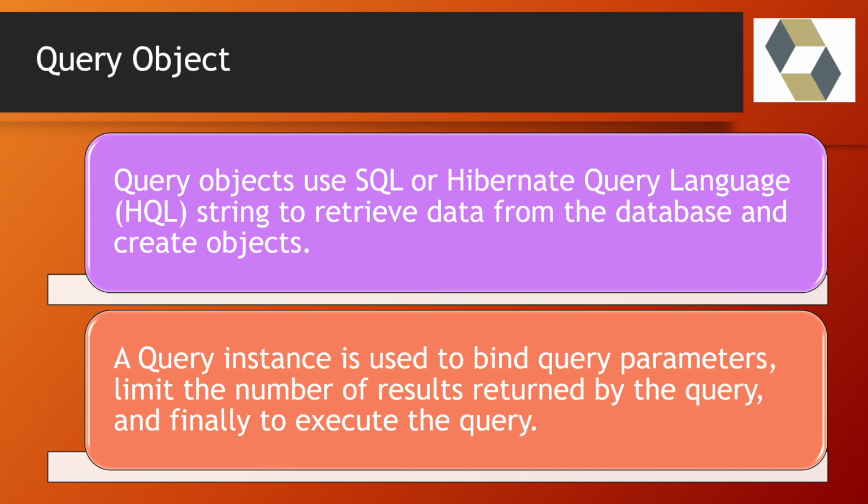I'm going to say I want to display students from here. Then I can pass the parameter. Okay, I want to display the students from Bangalore. So I can pass the parameters. So with the help of the query instance, we can bind the query parameters and limit the number of results. If there are millions of records, I can display only the first 100 employees or students, and finally execute the query.